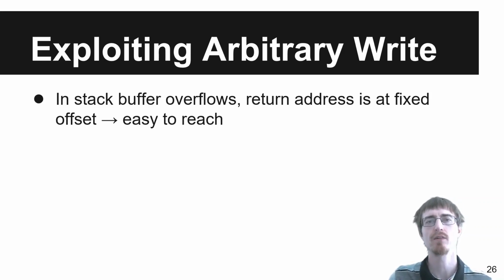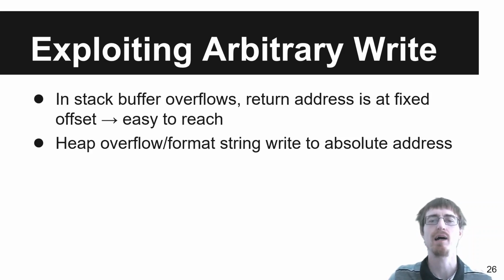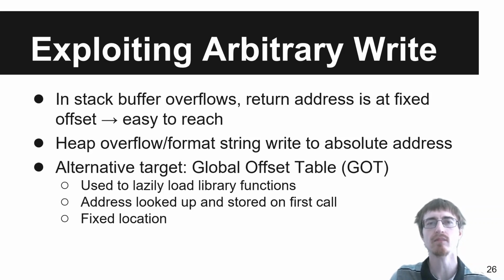So for heap overflows, we get an absolute address that we can write to. Well, in this case, we need to know exactly where the return address is. And that may not be obvious. It may depend on the environment, it may be hard to predict, and so on. So it's nicer to find some attack target that we can use an absolute address for. We can use the so-called global offset table.